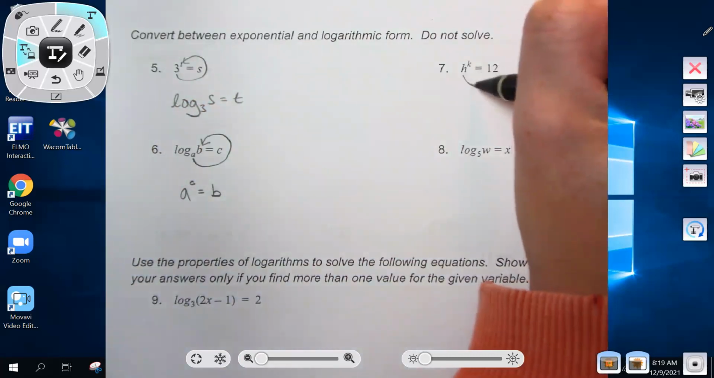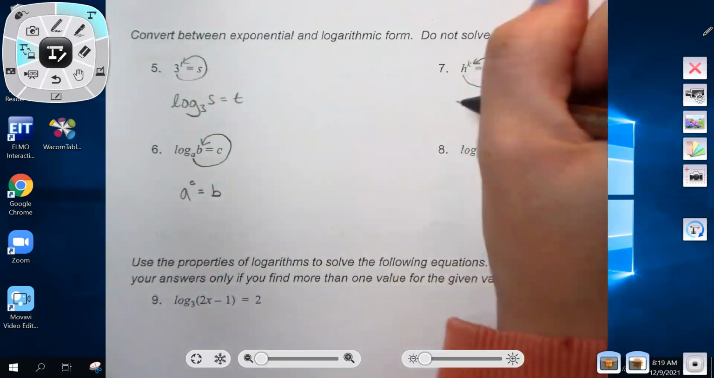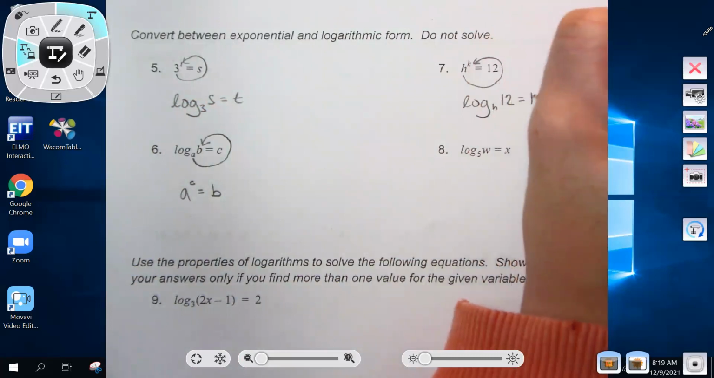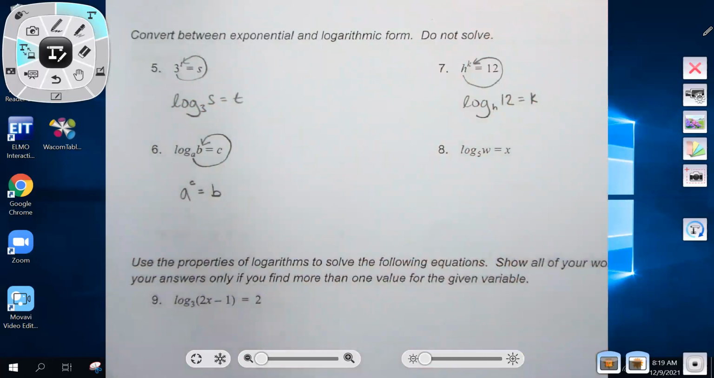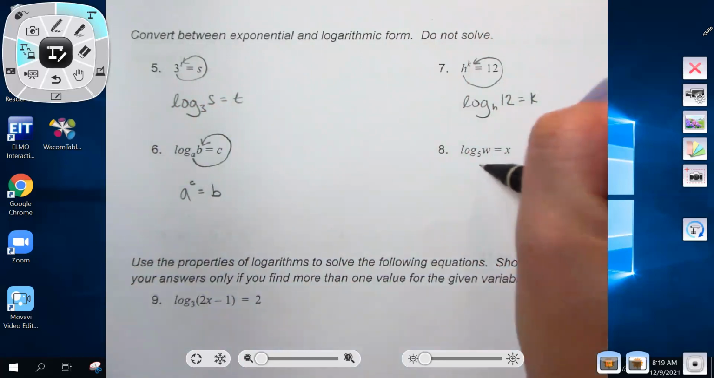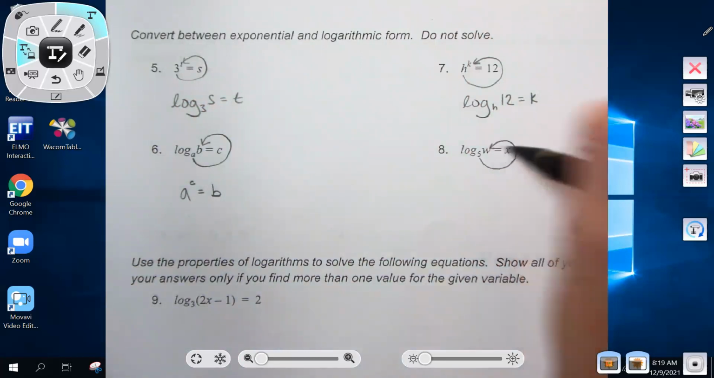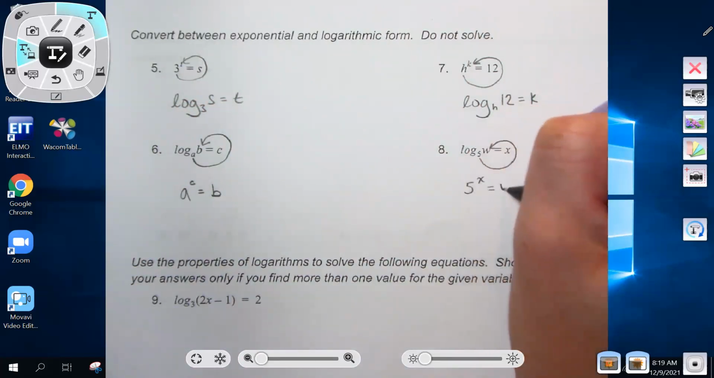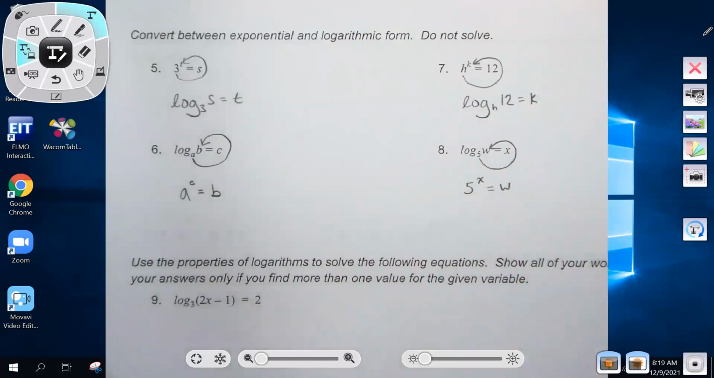Number 7, changing from exponential form to log form. So we've got log base h of 12 equals k. And number 8, changing this logarithm to exponential form. 5 to the x power equals w. Questions on this section? Okay, let's move on.